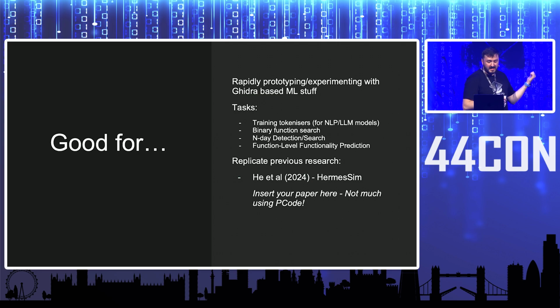But equally, really cool for training tokenizers. So I think P-code-based models, again, haven't been explored and, particularly for those that are working for particular partners, are probably going to be pretty good. And obviously, it can do all the usual things. There's a recent paper called Hermes Sim, which was at Usenix. It's going to be presented soon. They do a really cool approach where they use P-code to create a graph, which is the memory input and output operations of a function. And their results are really, really good.